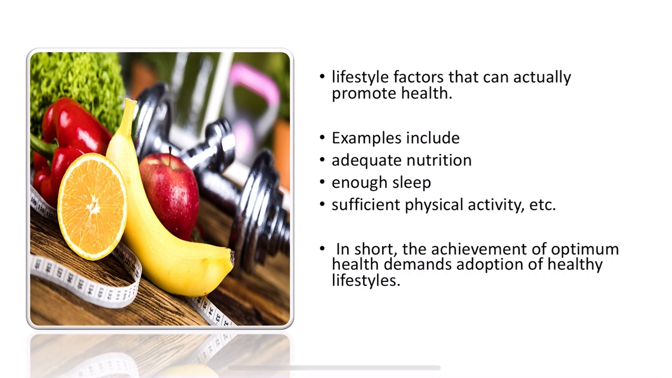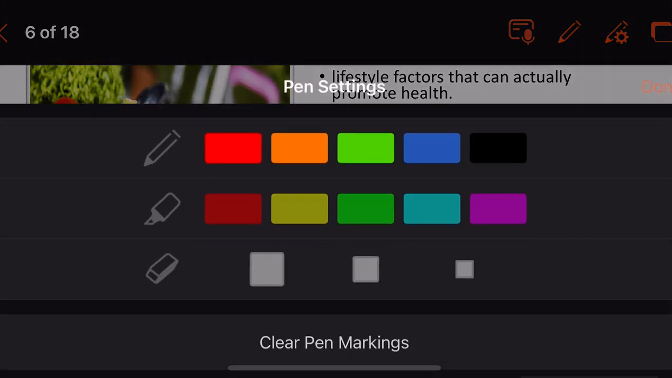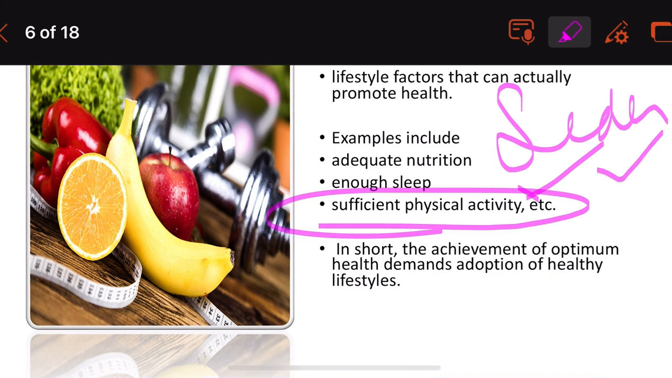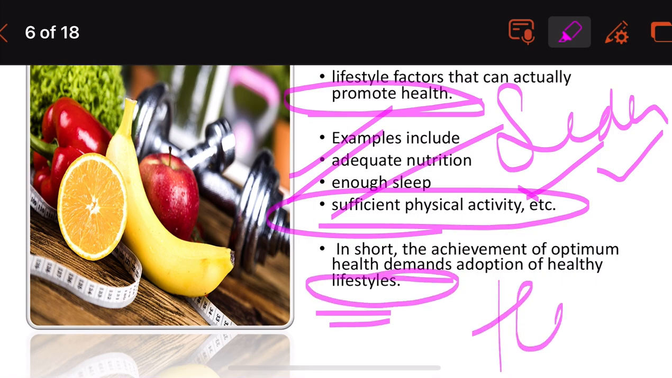We need adequate nutrition, enough sound sleep of 8 hours, and sufficient physical activity day to day. At least some sort of physical activity you have to have in your life. A sedentary lifestyle leads to a lot of problems. So if we require a healthy life, then we need adequate nutrition, enough sleep and physical activity. In short, the achievement of optimum health demands the adoption of a healthy lifestyle. Healthy lifestyle is equal to good health.